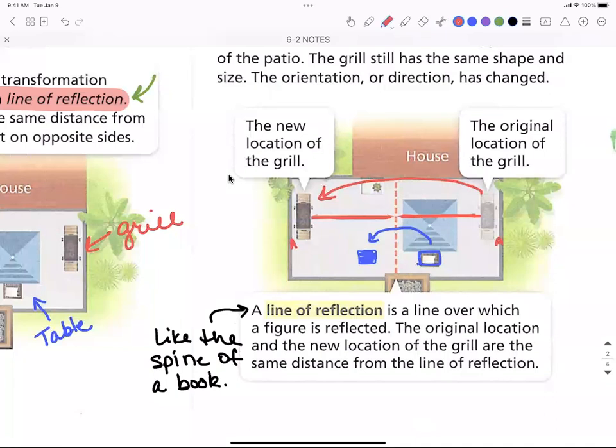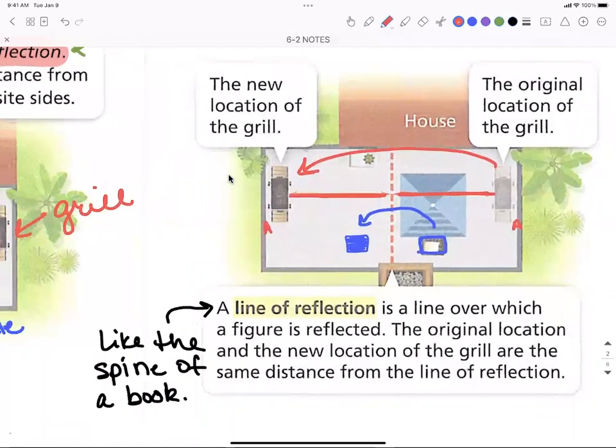And then on that Try It, they wanted you to also reflect the table. And so that's what I've done there in blue. The original table was here. Okay, I reflected it over, keeping the same, as best I can freehanding, the same size and shape, and trying to get it the same distance from that line of reflection.